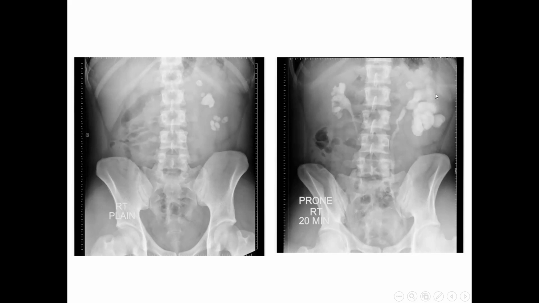So remember, whenever you are looking at a contrast study, always ask for a plain study if it's abnormal. If it's normal, then obviously you don't need a plain study. You'll say, oh, it looks normal. So once you see an abnormal contrast study, always ask for a plain study, because there are times when you can miss these stones. So never read a post-contrast study in isolation.